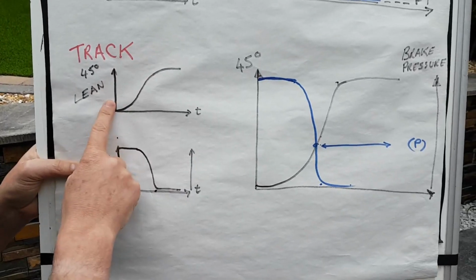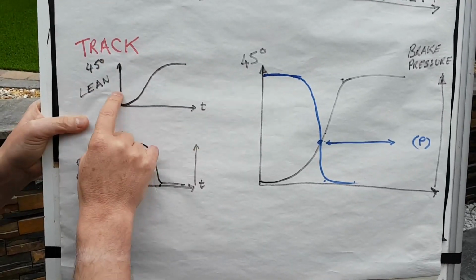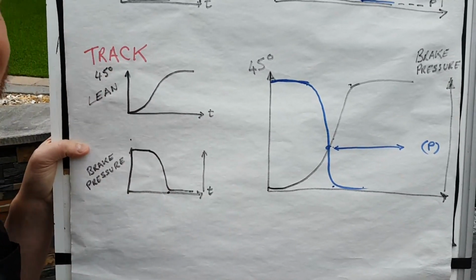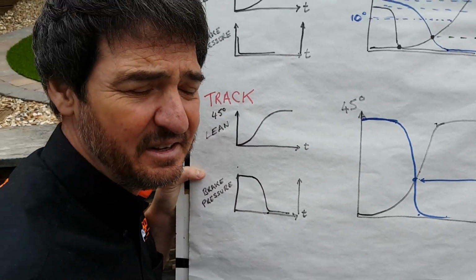Right then, we're going to look at the track one here now. So here we are now with the track. This rider's going up to 45 degrees of lean. Now that might look like a lot, but you might have seen Marc Marquez, he's way down, what, 62, 63 degrees of lean or something?